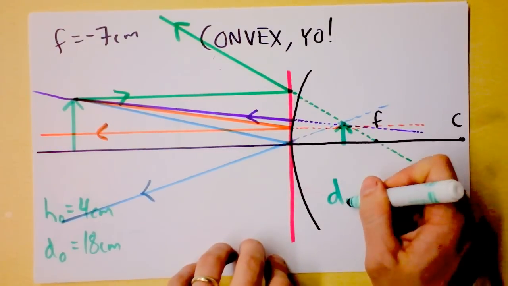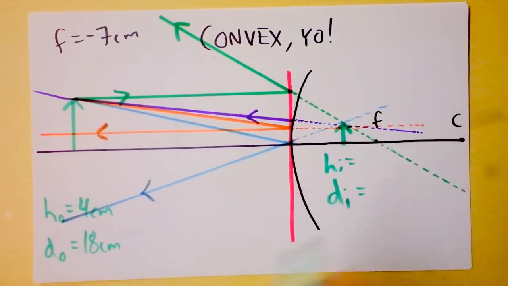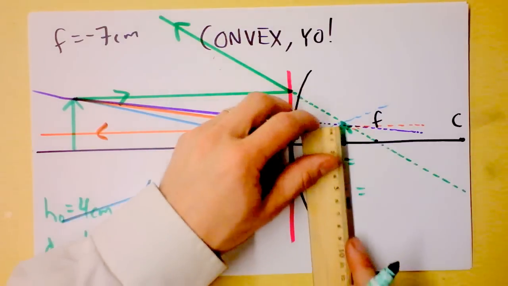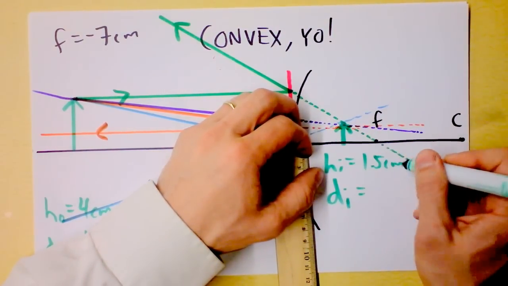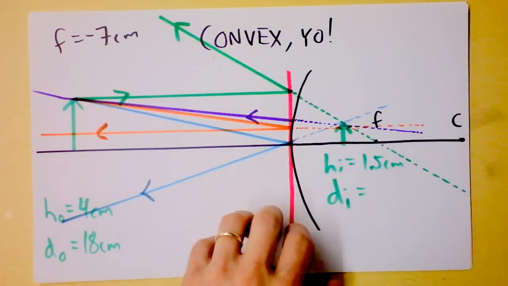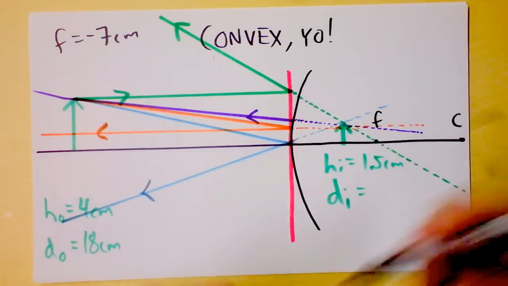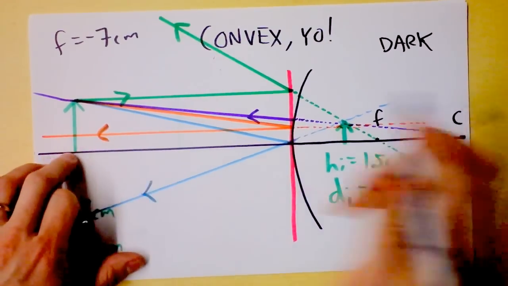The distance of the image, check it first. Oh, the height of the image, that's positive and small. The height of the image seems to be about 1.5 centimeters, and it's upright, so that's cool. Wait a second, that means it's not real. Look, it's over here on the dark side. There's no light there, so it's a virtual image.